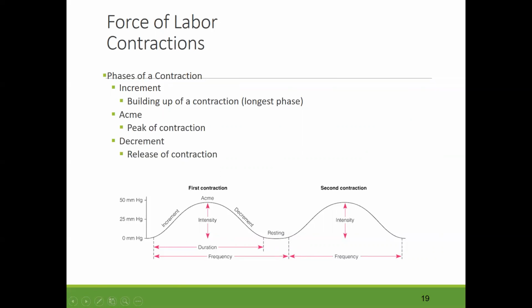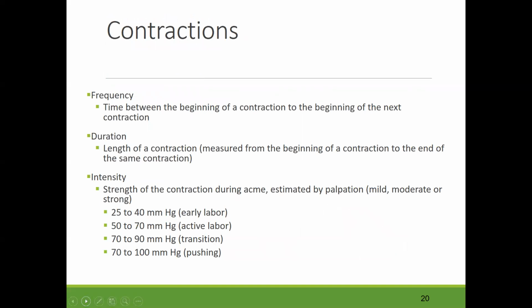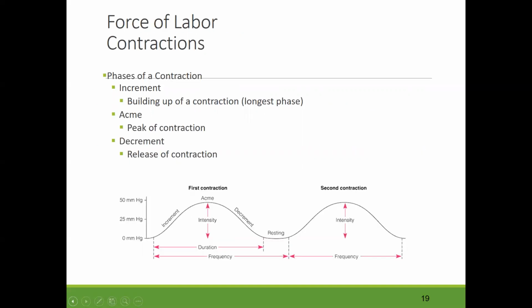Okay. Next, we have the duration, which is the length of a contraction, which is the measurement from the beginning of a contraction to the end of that same contraction. So that's a little bit different. So before we went to the beginning of the contraction to the beginning of the next one, now our duration is just that contraction alone. So when did it start? When did it stop? So that's considered the duration of the contraction.